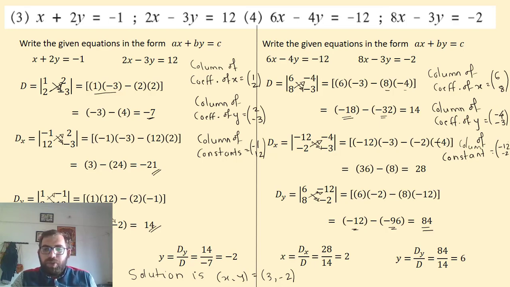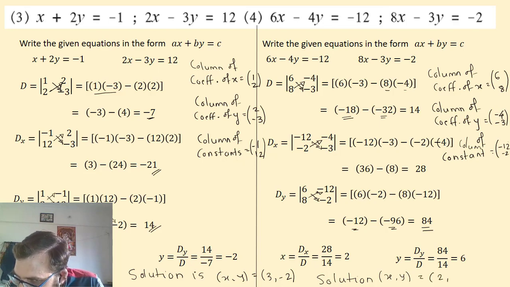So our solution is x comma y is 2 comma 6. So this is how we use Cramer's rule. In the next session, we are going to see something called equations which are not linear equations in two variables, but we can convert them into equations of two variables by selection of proper variables.